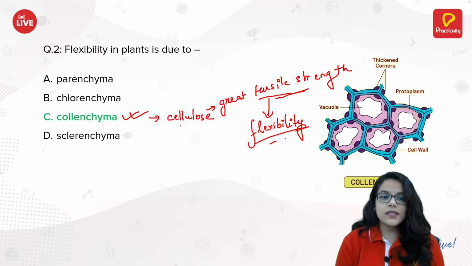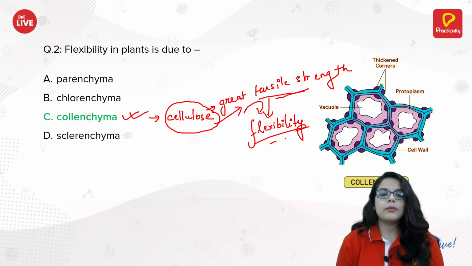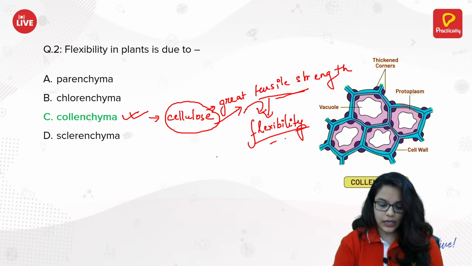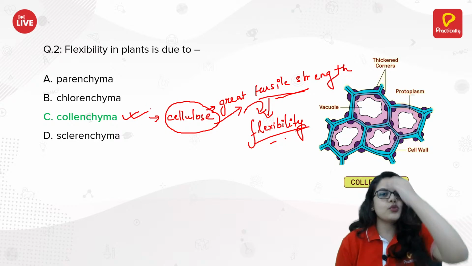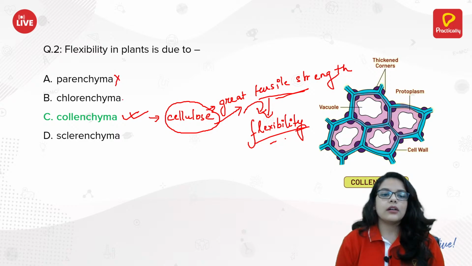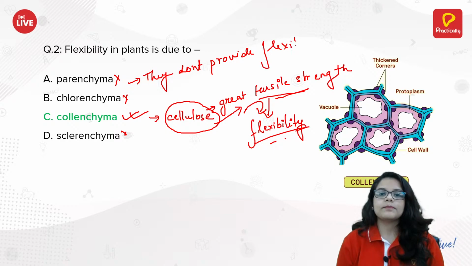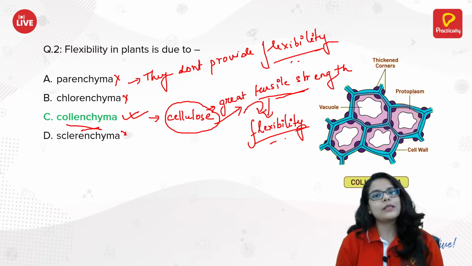So because this collenchyma has cellulose, which provides great tensile strength, it in turn makes the cells flexible. Other cells such as parenchyma and sclerenchyma are also plant tissues, but they don't provide flexibility. So it's only collenchyma which gives flexibility to the cells.